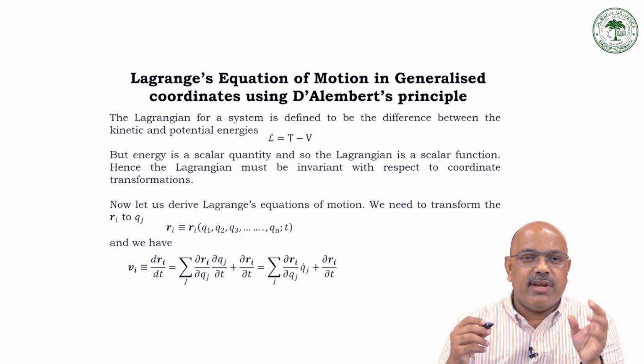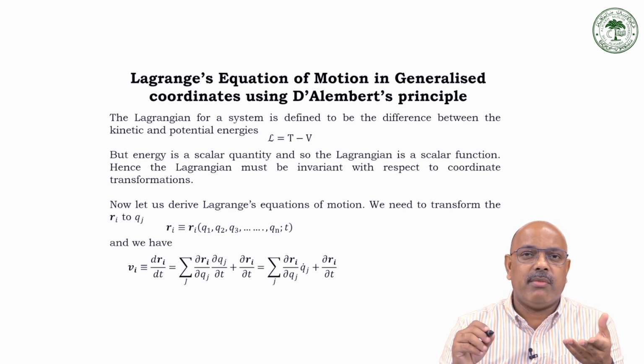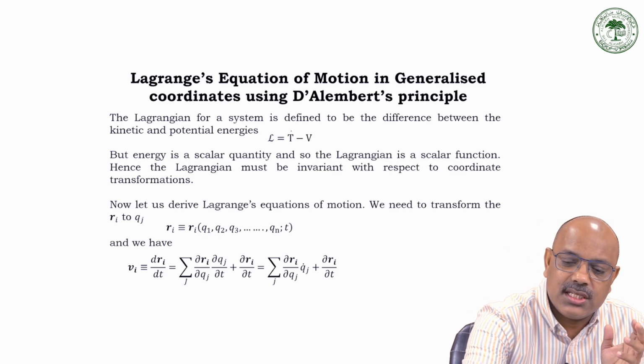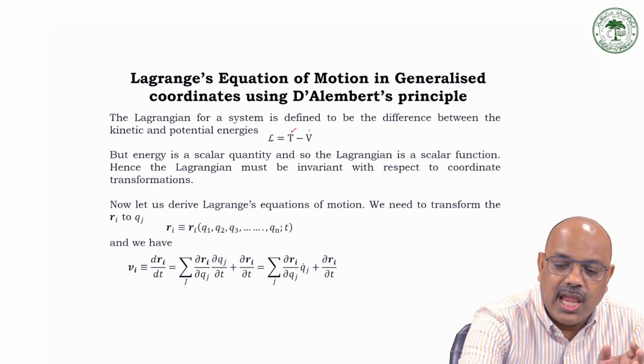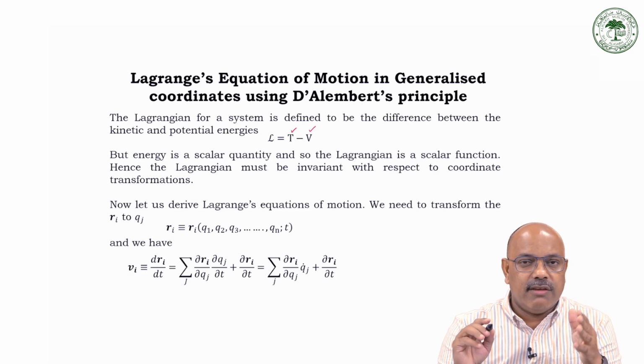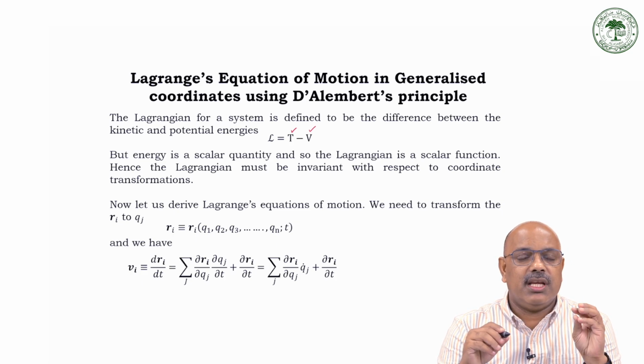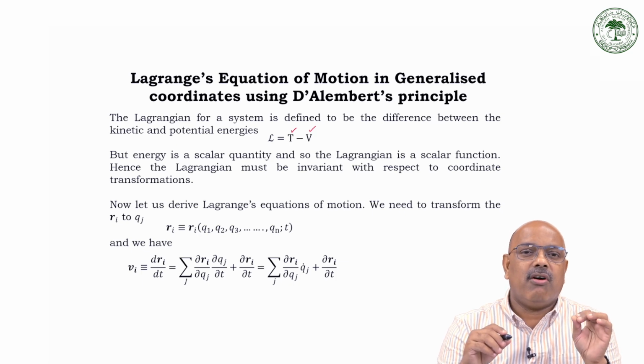So, what is a Lagrangian for a system? For now, we define the Lagrangian of a system as a quantity given by T, the kinetic energy of the system, minus V, the potential energy of the system. So, a quantity giving me the kinetic energy minus the potential energy is going to be the Lagrangian of a system.